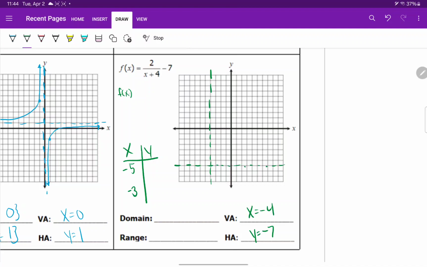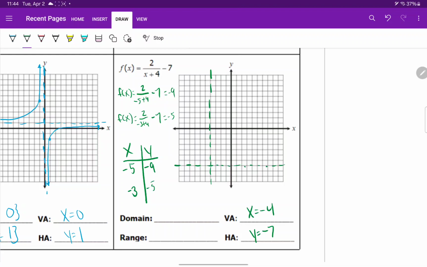So f of x equals 2 over -5 plus 4, minus 7. So -5 plus 4 is -1. So 2 divided by -1 is -2, and -2 minus 7 is -9. So that's my first point. So -5, -9. And for my second one, we're going to plug in negative 3. So 2 over negative 3 plus 4. So negative 3 plus 4 is 1. 2 divided by 1 is 2. 2 minus 7 is negative 5.